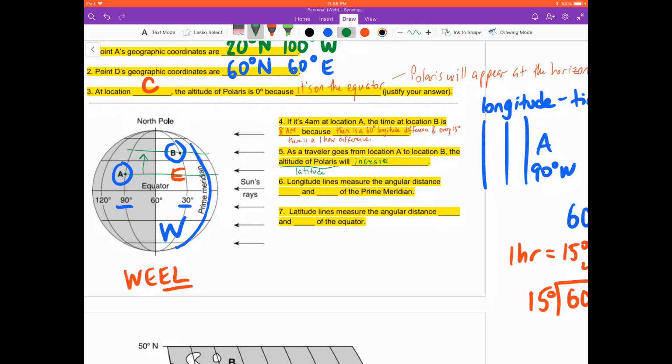Number 6, longitude lines measure the angular distance blank and blank of the prime meridian. So the longitude lines go up, down. Okay, let's say this is the prime meridian. They measure whether you're east of the prime meridian or west of the prime meridian. So east and west of the prime meridian. Latitude lines, on the other hand, are flat, lat flat. Latitude lines measure how far north or south of the equator you are. So here's the equator. Latitude lines measure whether you're north or south of it.